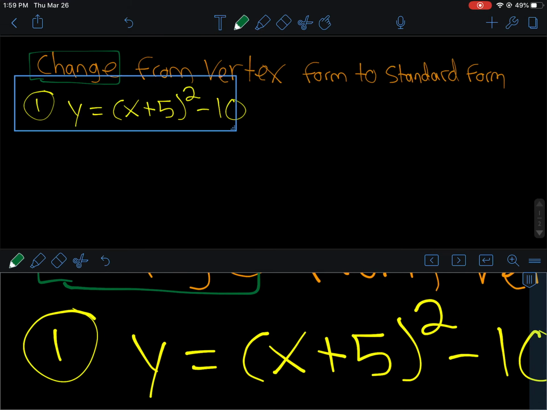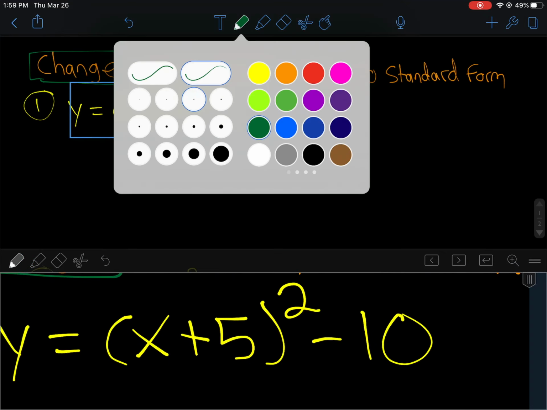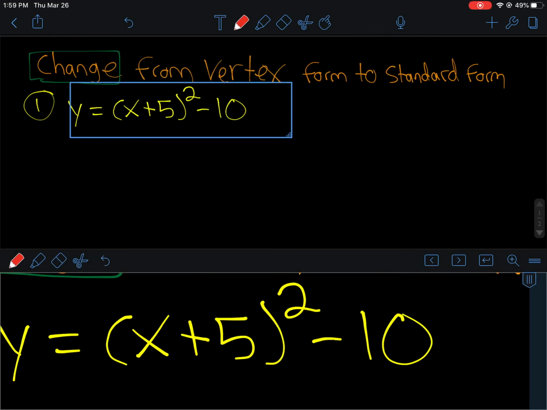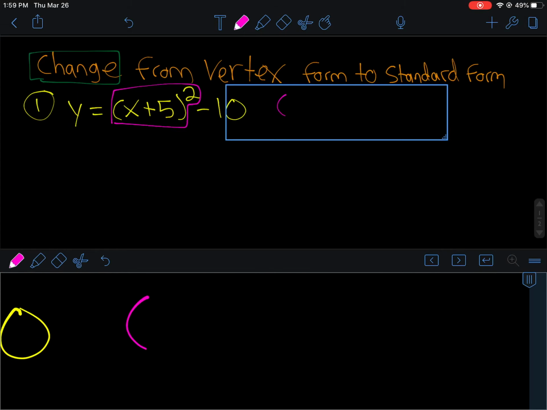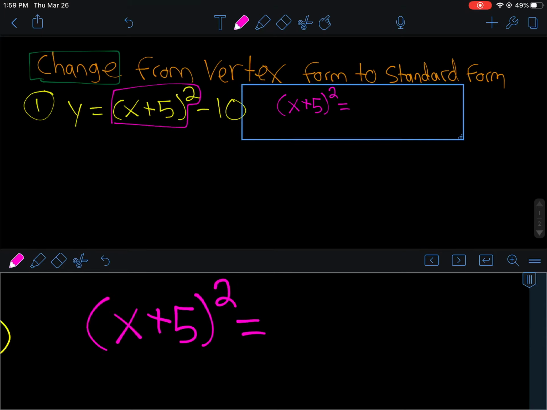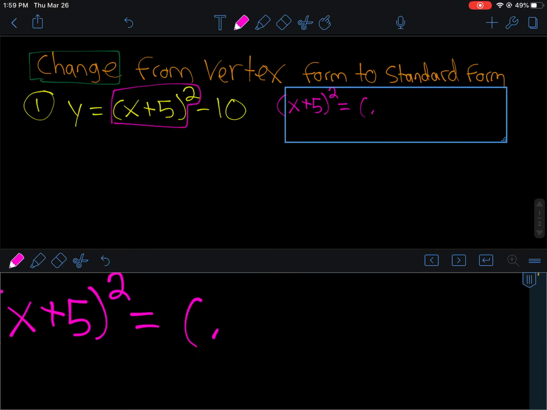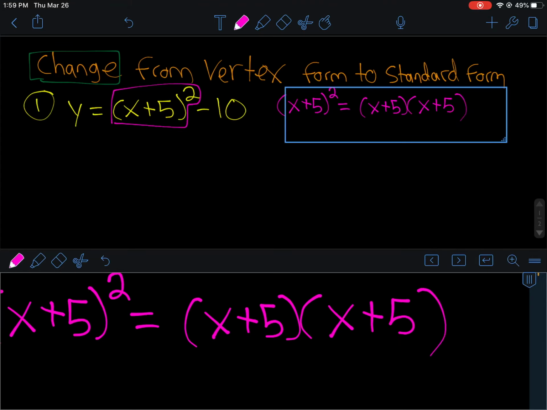So the first step of changing from vertex form to standard form is to look at what you have squared. In this case, it's (x plus 5) squared. So it's really important to just look at this and figure out what (x plus 5) squared is to the side of the problem. Remember, you have to expand it out to (x plus 5) times (x plus 5).